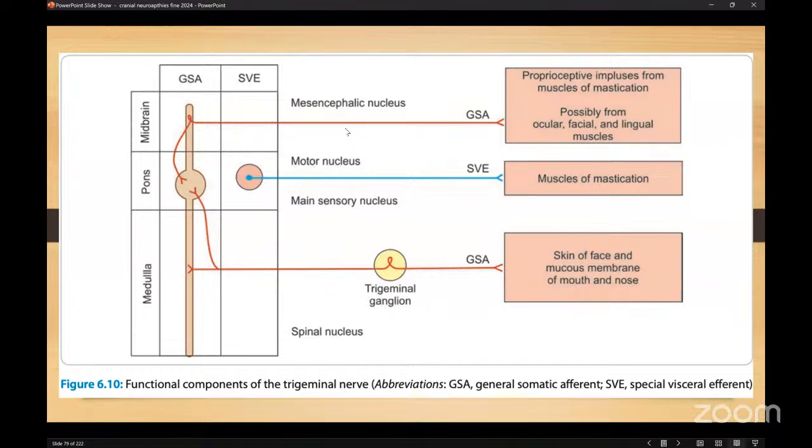So the principal sensory nucleus, what is its function? It carries the sensations for the skin of the face, muscle, and mucous membrane of the mouth and nose. The mesencephalic nucleus carries the proprioceptive impulses. The spinal tract of the trigeminal nerve carries the pain and temperature sensation of the face. And the motor nucleus supplies the muscles of mastication.